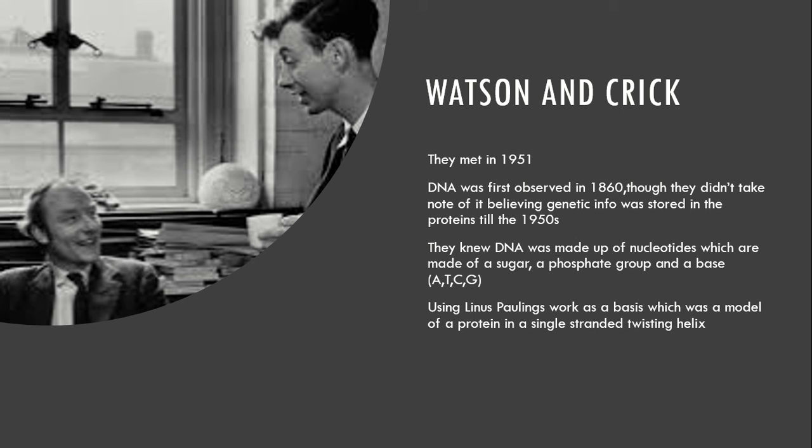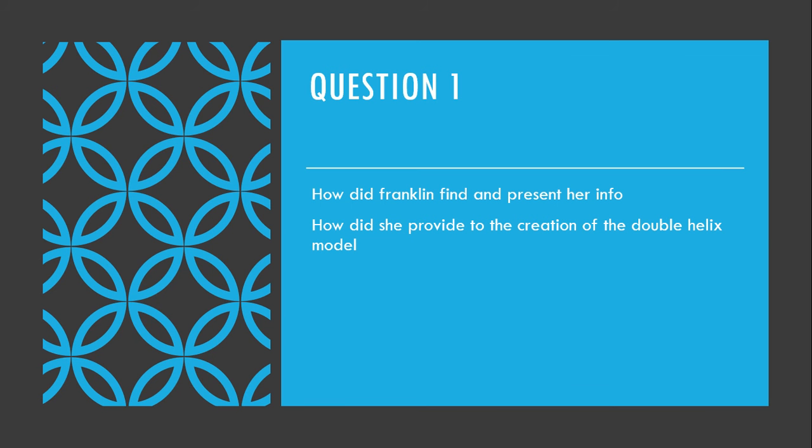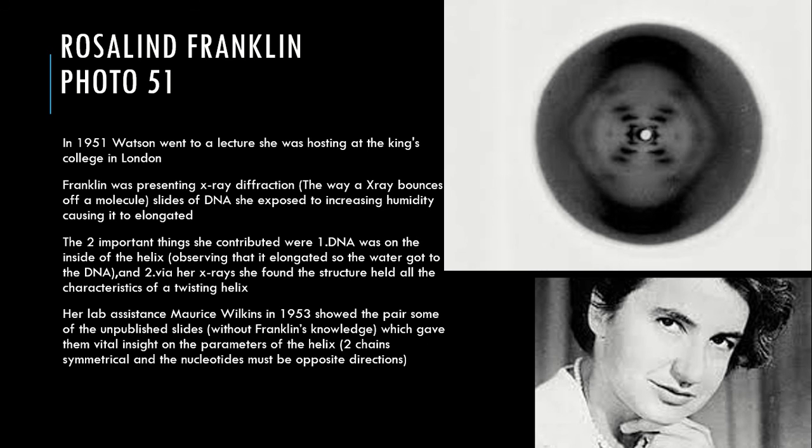So the two decided that they were going to try and create a physical representation of DNA, and they based their work model off Linus Pauling's, which was a protein that was a single-stranded twisting helix. In the next slide, I want you to think about these questions: How did Franklin find and present her info, and how did she provide for the creation of the double helix model?